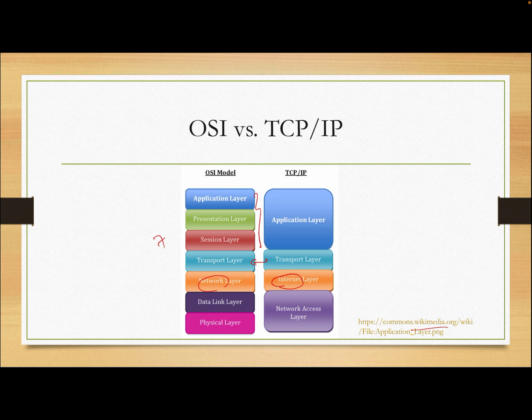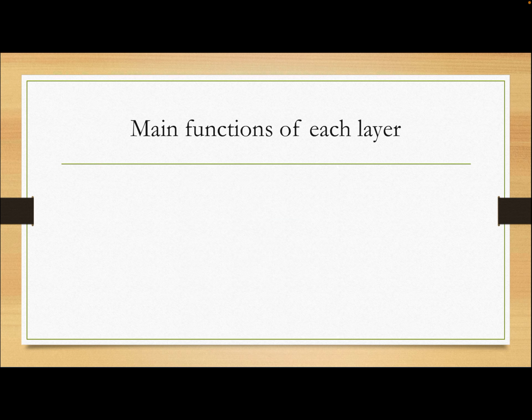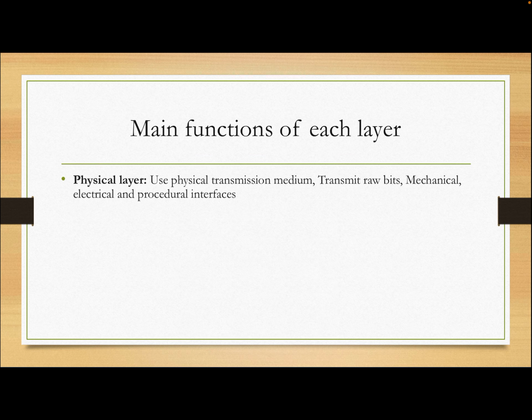The transport layer is basically the same. This is the internet layer, this is called the network layer. These 3 are considered approximately the application layer in TCP/IP. The data link layer and physical layer are approximately the network access layer. So TCP/IP, we will again look into the details later, but it has a lower number of layers.